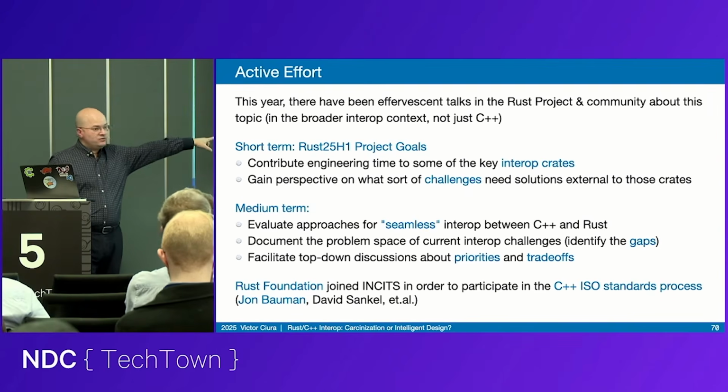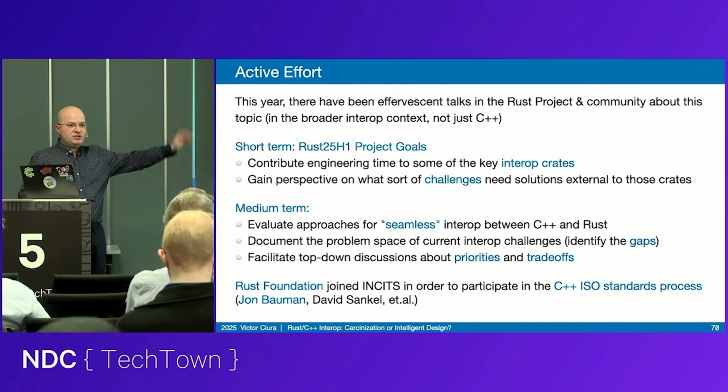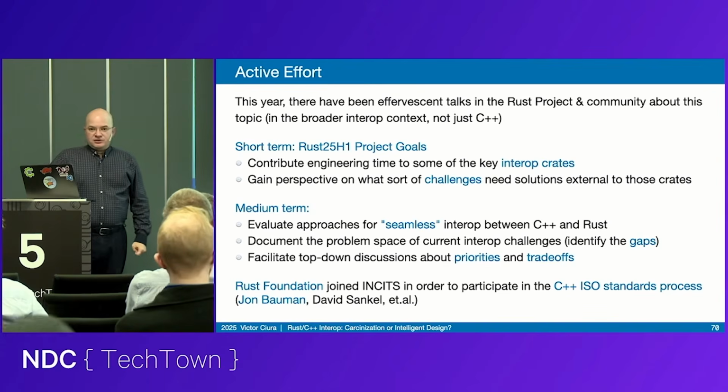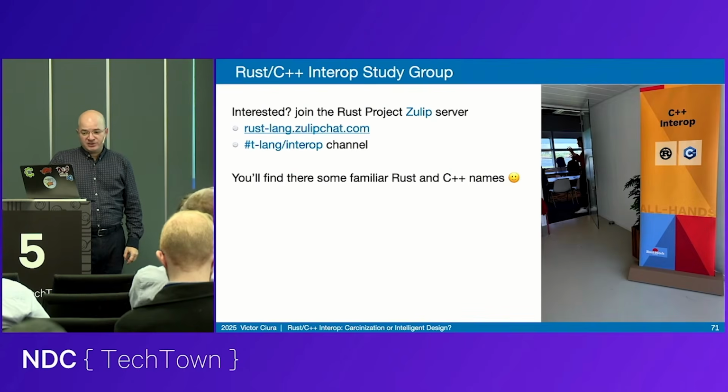So some names to look for. Probably a bunch of you know David Sankel from the C++ world. He's very much a double agent right now, just like me. I already linked to the write-up from David earlier. If you care about getting involved in such an effort, we do have a Zulip server for the Rust project and a dedicated channel about interop. It's not high traffic, so don't worry if you sign up, you won't be spammed. But you can chime in there, ask questions, see what's been discussed, see the history and so on.